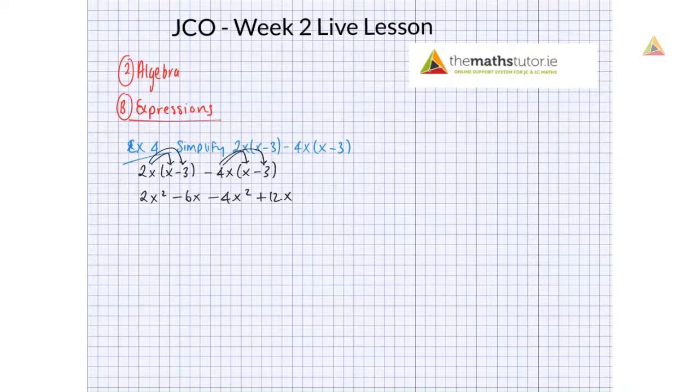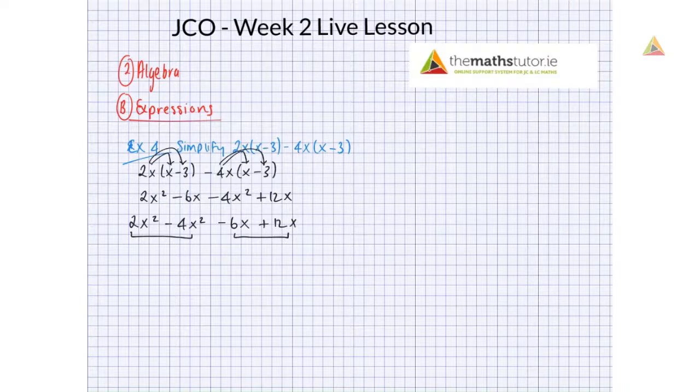So what we're going to do now is put the like terms together. So we're going to put the squared terms together and the x terms together. It's going to be 2x squared minus 4x squared minus 6x plus 12x. I'm not changing signs or anything like that because there's no equal sign. I'm just pushing them together so I can then do these separately like that.